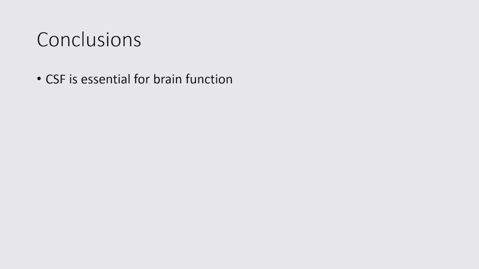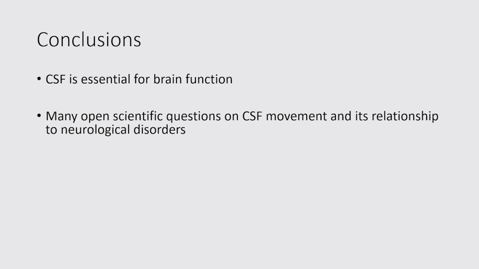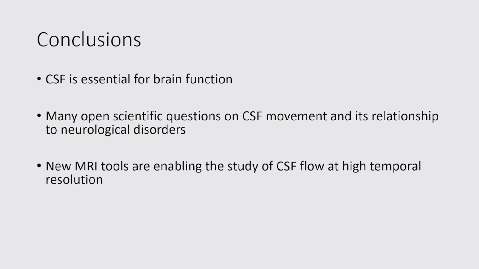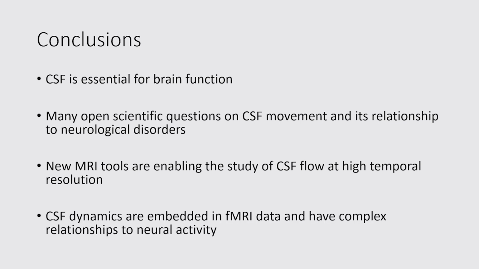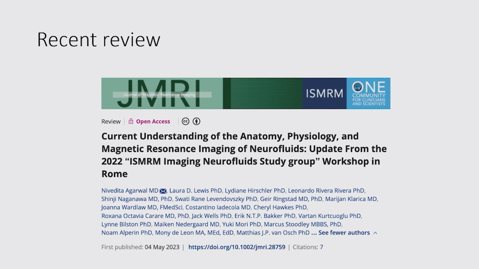Okay, so to wrap up, CSF is really important for brain function. There are many open questions on how this works, and also a wealth of new MRI tools are just being developed to allow us to study CSF flow dynamics at fast time scales. These CSF dynamics are present and embedded in fMRI data sets and have really complex relationships to neural activity. And if you'd like to know more, I'd like to point you to this review article that came out of a workshop that we recently held. It came out last year, and it gives a nice overview of the current state of using MR to study CSF flow. Thanks.